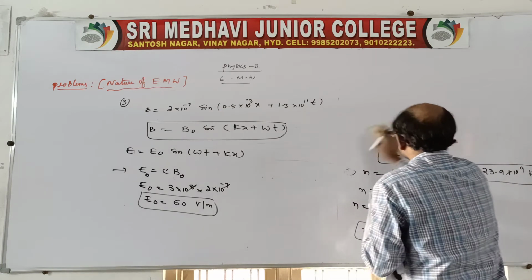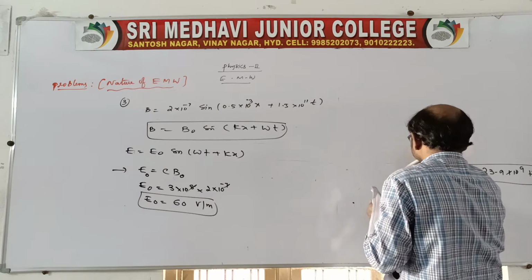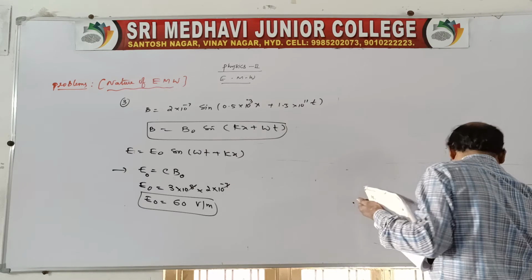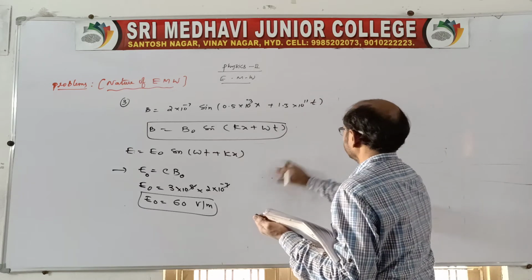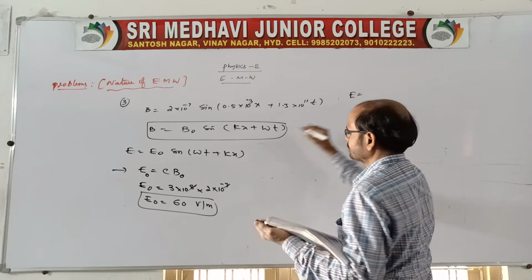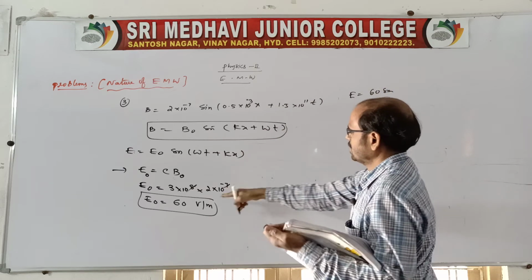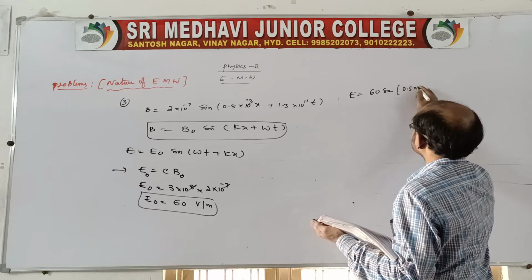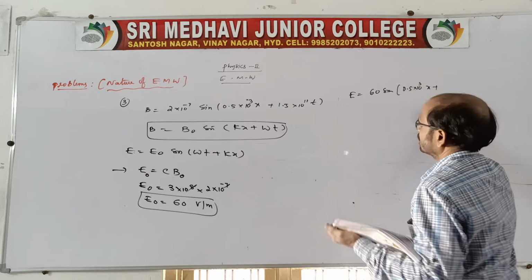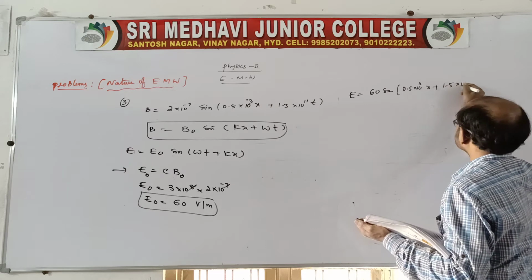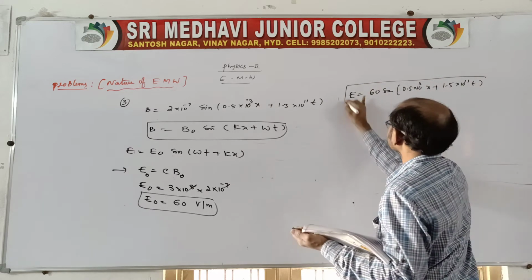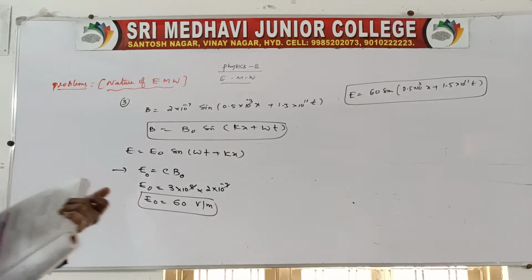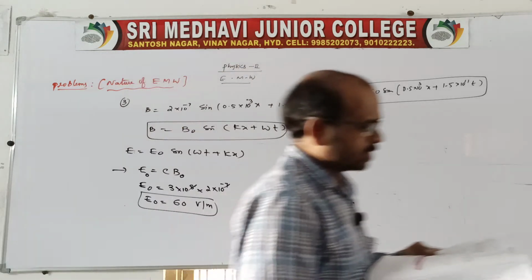Basically these questions are related to JEE Mains, and they are there in NEET also. So here E is equal to E naught, which is 60, sine of k, which is 0.5 into 10 power 3 x, plus omega, which is 1.5 into 10 power 11 t. This is the solution to the given question.